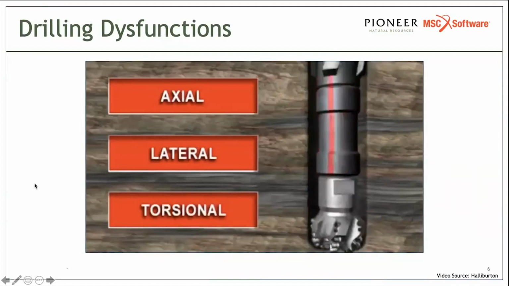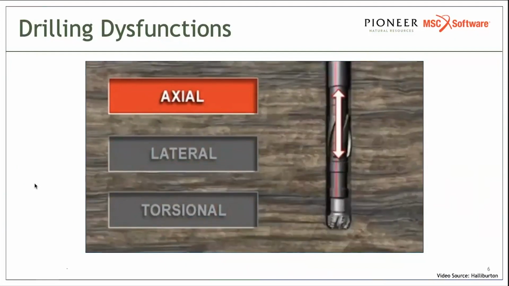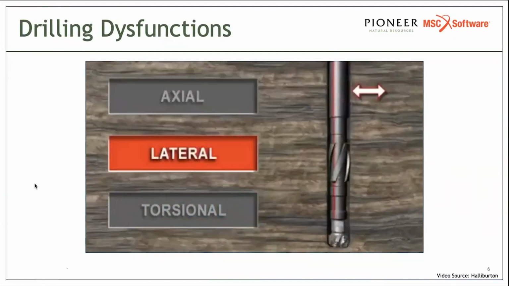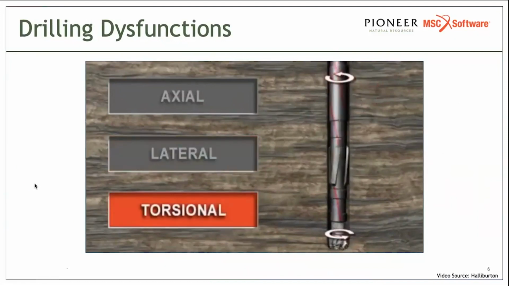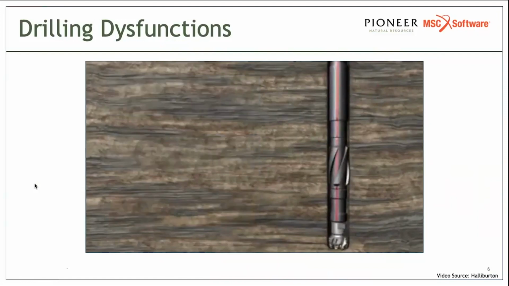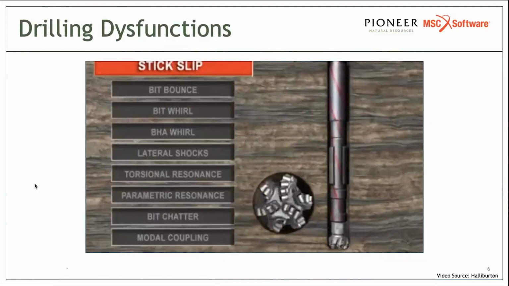The failures happen due to some dysfunctions. The video here explains the vibration modes of a bottom hole assembly. The first example is the axial vibrations happening on the Z direction. Lateral vibrations are the vibrations happening on X and Y directions. Torsional vibrations are the ones on the radial direction. Some events that generate these vibrations can be stick slip, where the bit is sticking, and then due to the excessive force, it starts slipping.